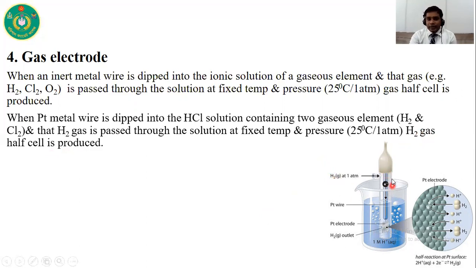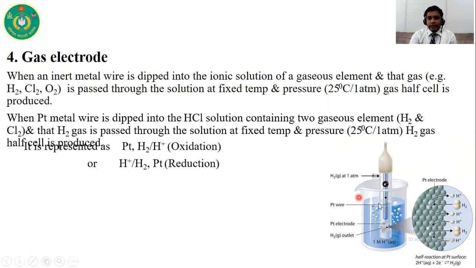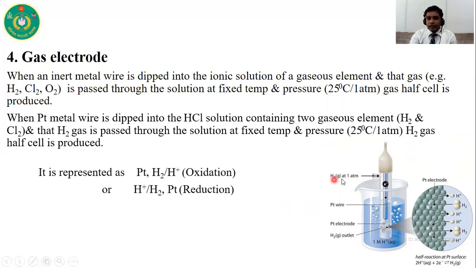So when an inert metal wire is dipped into a solution and the gaseous element of the solution is passed through the solution at fixed temperature and pressure, then the gas half cell is produced. As we pass hydrogen gas through the hydrochloric acid solution, this is called a hydrogen gas half cell, and it is represented as Pt, H2 / H plus in the oxidation state. In the reduction state, we write H plus / H2, Pt.